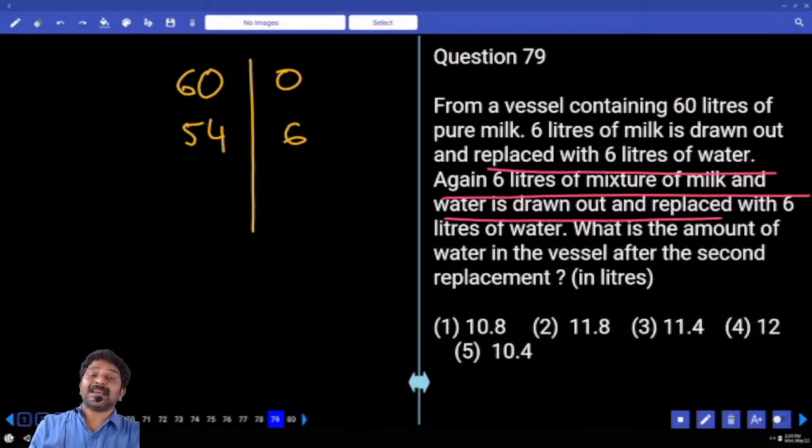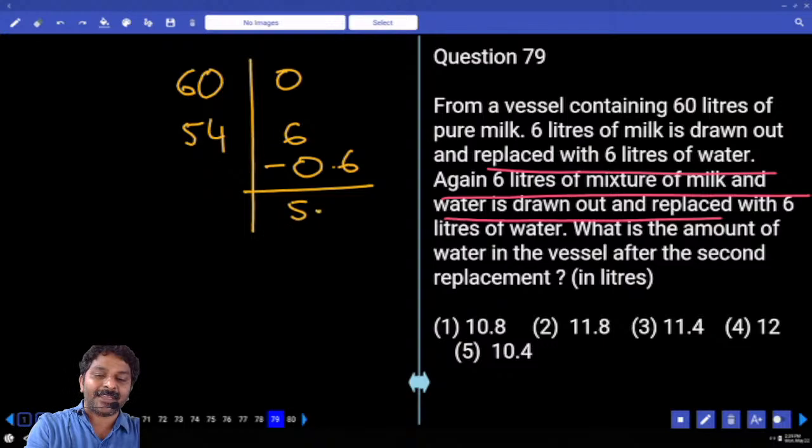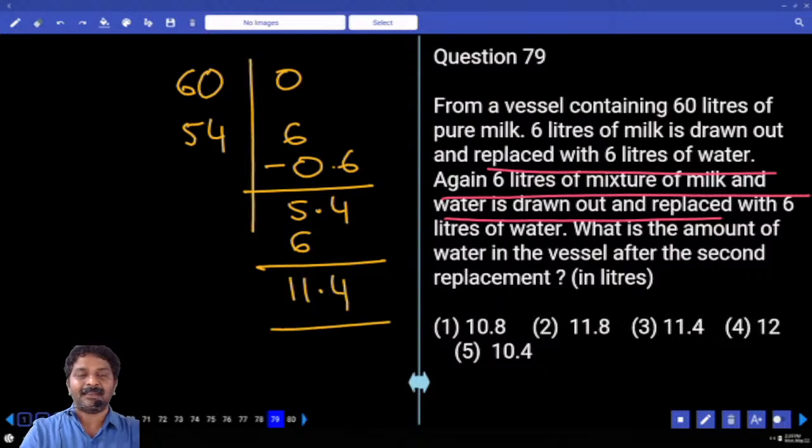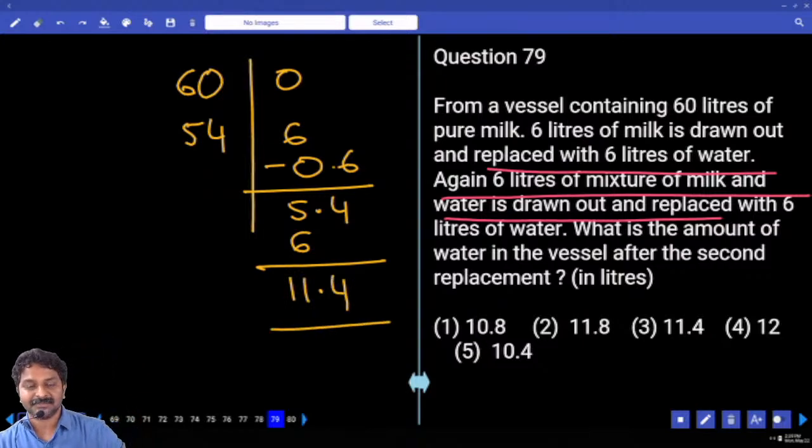Final question is about milk or water? Water. Okay. Subtract 10%, which is 0.6. Left over 5.4. Again we are adding 6 liters of quantity. Then total water in the container is 11.4. Final answer.